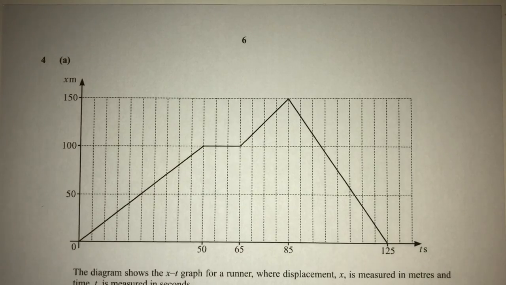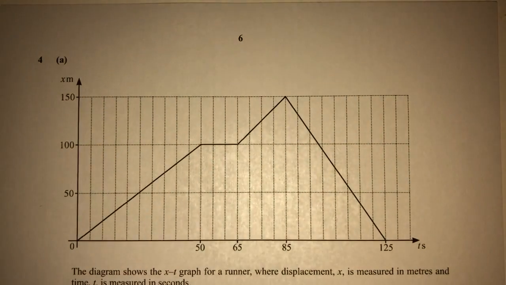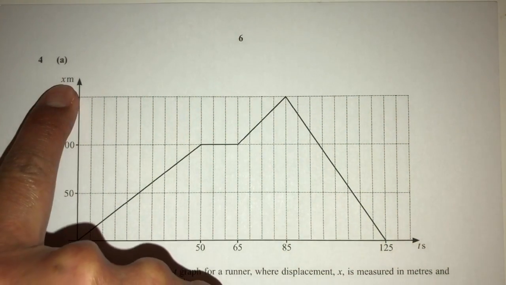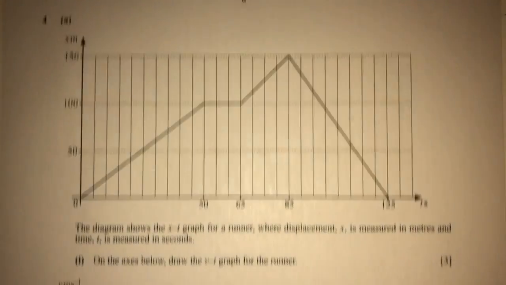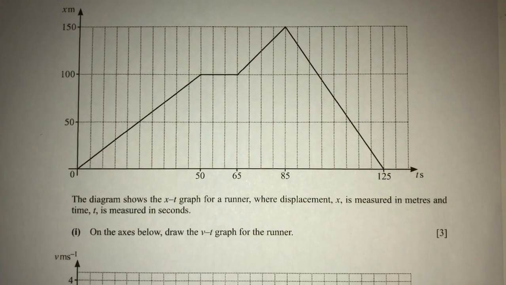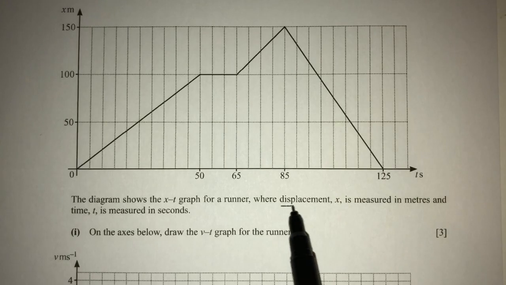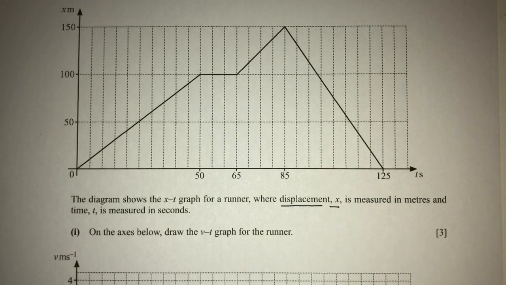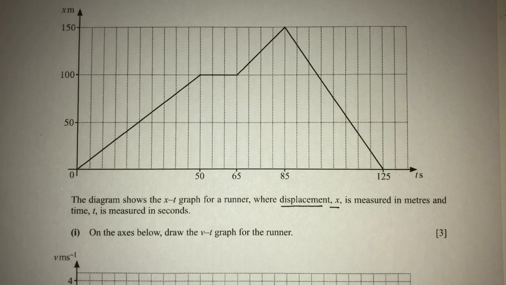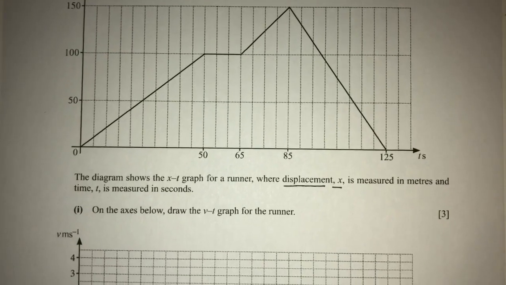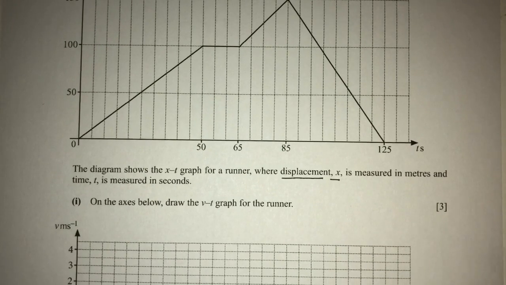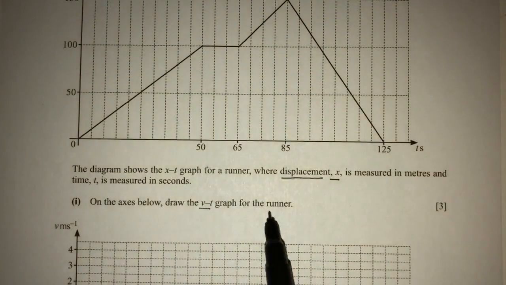Let's move on to question number 4. So here we have a distance time graph, x in meters against time, for a runner, where x is displacement, measured in meters, and time t is measured in seconds. On the axis below, we have to draw the velocity time graph for the run.